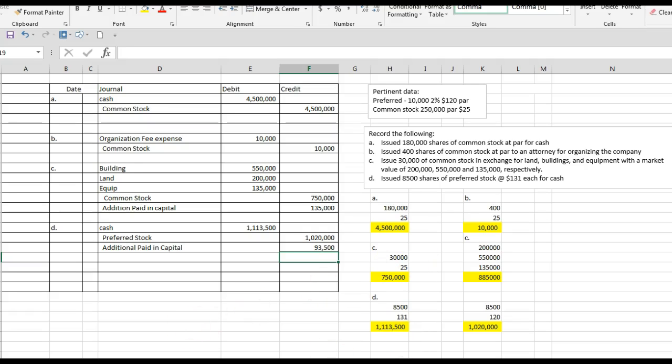So those are just your standard common stock and preferred stock. I think I'll wrap this one up, and we'll call it Sheet 1, or common stock issuance, and then we'll just keep going down the road, or down the line.